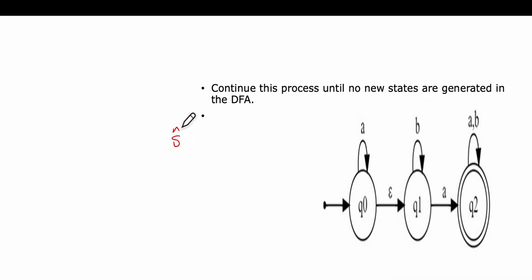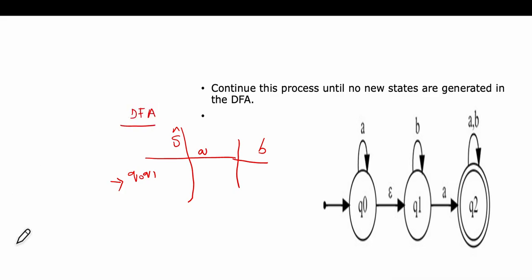After finding the initial state, we construct a transition function like this, delta cap. The states are Q0, Q1, and the input symbols are A and B. This is your initial state. For this initial state we do a transition on A, and for this initial state we do a transition on B. This is the DFA transition table.